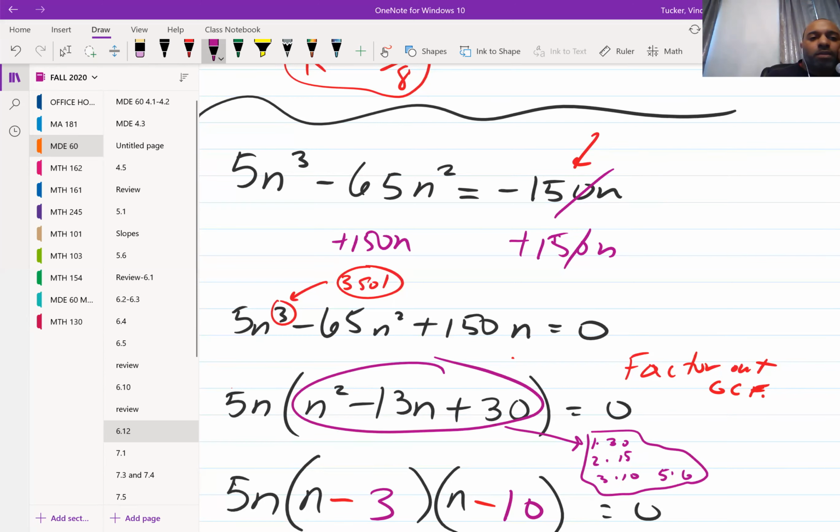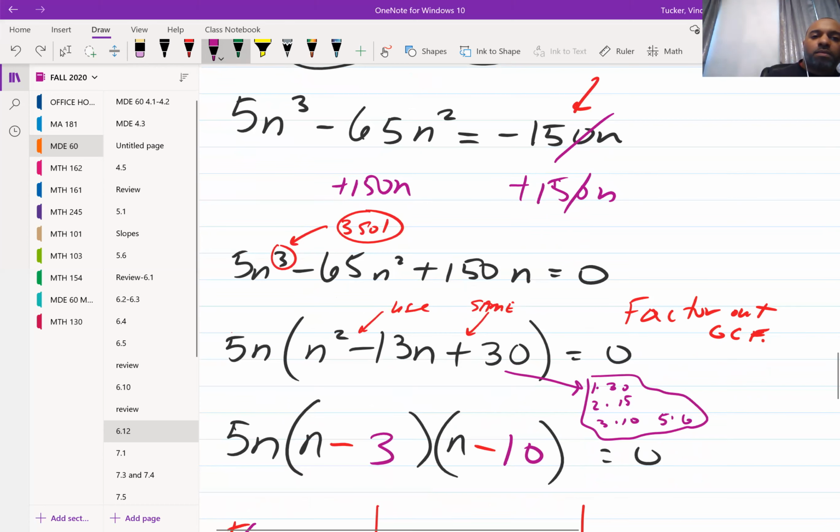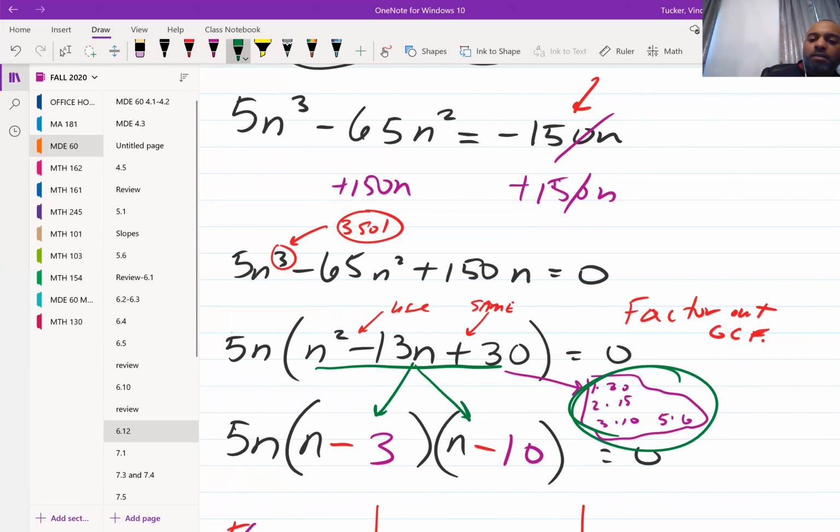Make sure we're all right. So now we want to break this up into your two sets of binomials: n minus 3, n minus 10. N squared is just n times n, and then factors of 30. We want them to add together to give us 13. So that's 3 and 10. 3 times 10 is 30, 3 plus 10 is 13.